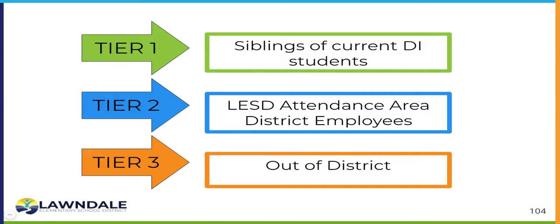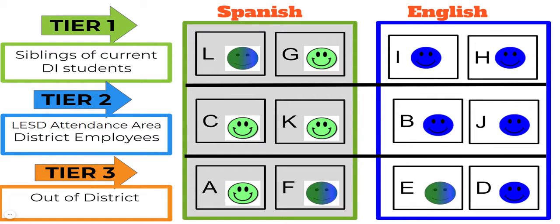Now we will take the applications in these language categories and prioritize them into the 3 tiers. Our first tier is siblings of current dual immersion students. Our second tier is students in the LESD attendance area and students of district employees. And tier 3 is students from out of the district. Here we can see that the applications remain in their same language categories, but have now been prioritized into the tiered priority levels.